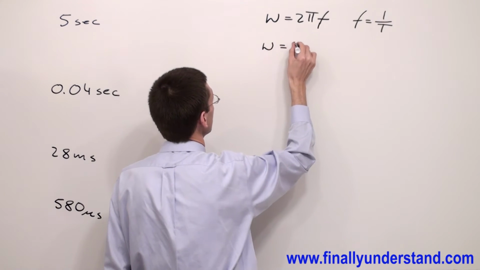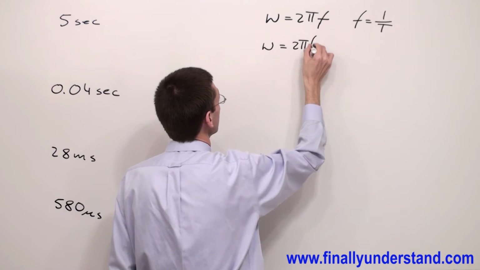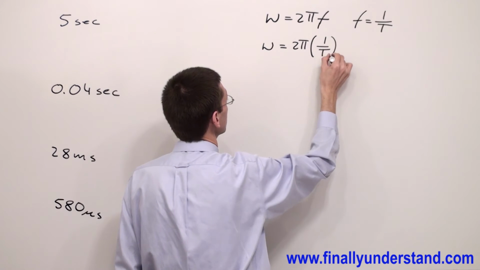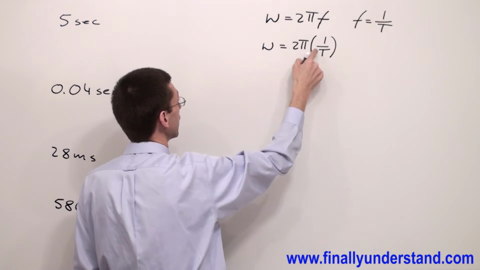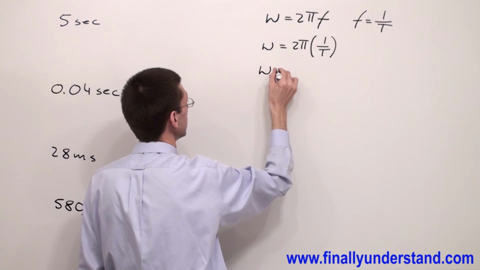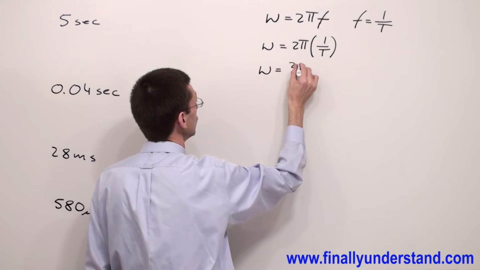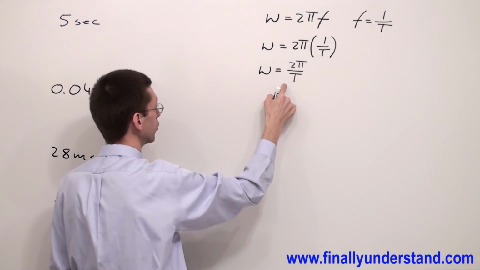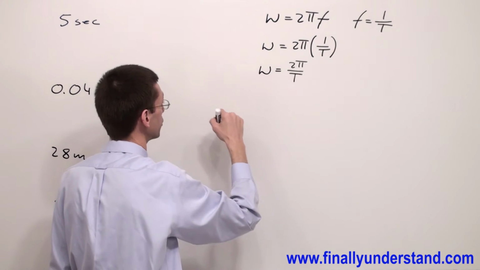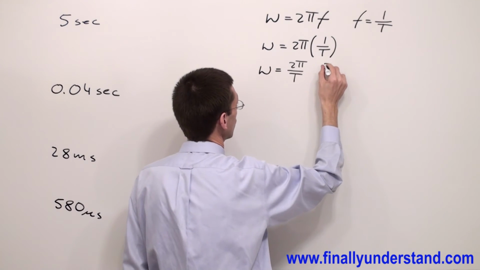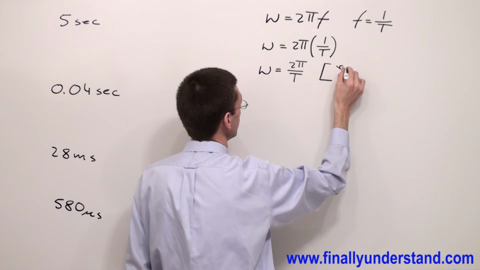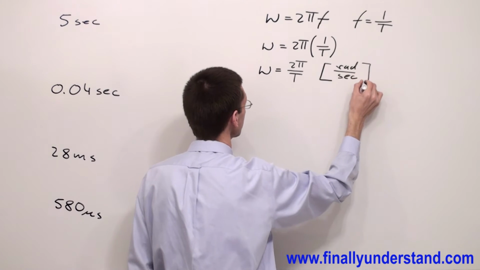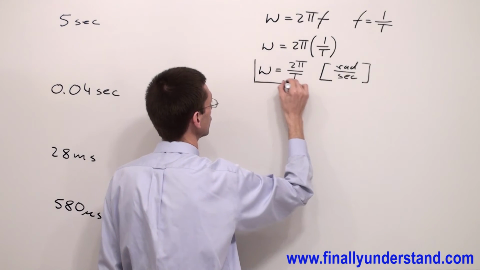Omega is going to be equal to 2 pi times, and instead of f I'm going to write 1 over period. 2 pi times 1 over T is nothing else, just omega equals 2 pi over T. And this is the format of the formula which I'm going to use to solve these problems. Remember that angular velocity or radian frequency is measured in radians per second. Okay, so this is the formula which I'm going to use.